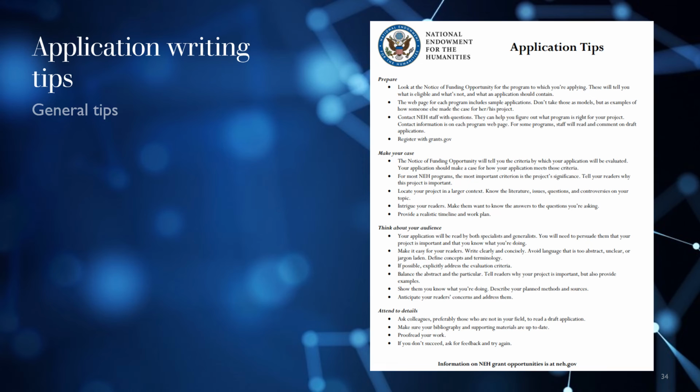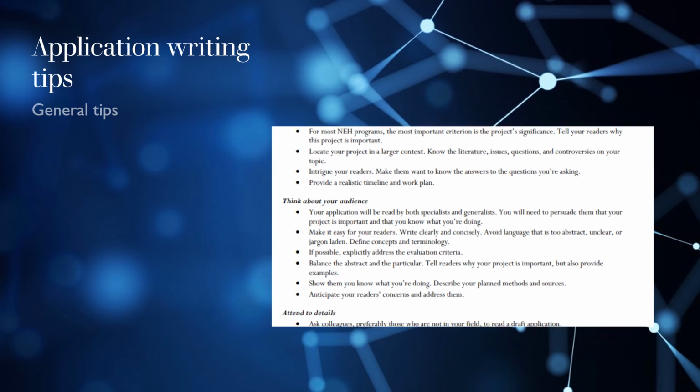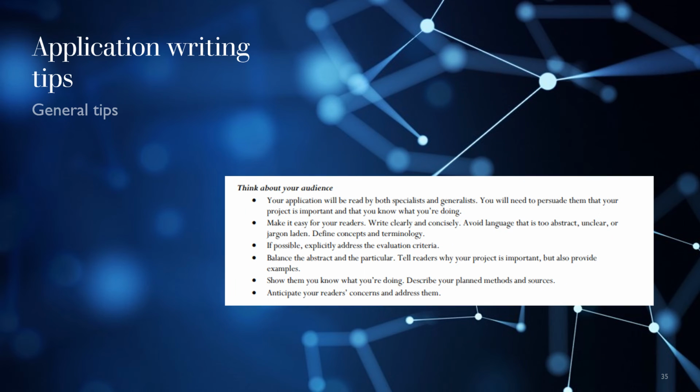All of these are relevant to DHAG, but a few to point out that I haven't already touched on are the first two under the Think About Your Audience section. These read, your application will be read by both specialists and generalists. You will need to persuade them that your project is important and that you know what you're doing. And the second is, make it easy for your readers. Write clearly and concisely. Avoid language that is too abstract, unclear, or jargon-laden. Define concepts and terminology.